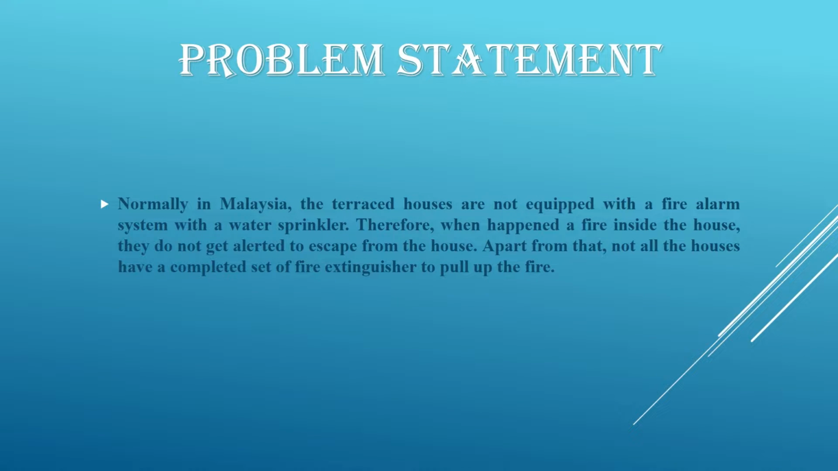So the purpose statement is that normally in Malaysia, terrace houses are not equipped with a fire alarm system with a water sprinkler. Therefore, when a fire happens inside the house, they do not get the alert to escape from their house. Apart from that, not all houses have a complete set of fire extinguishers, so they do not have the tools to put out the fire immediately.